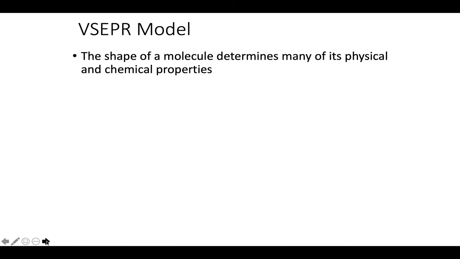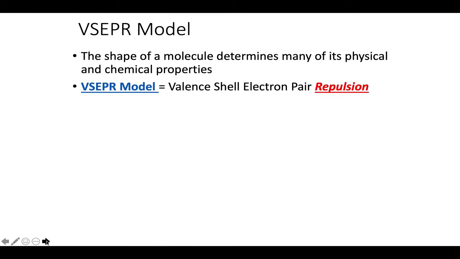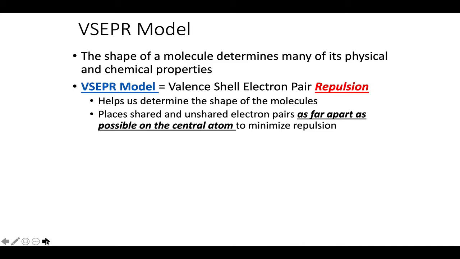So VSEPR, the shape of the molecule determines many of its physical and chemical properties. The VSEPR model stands for valence shell electron pair repulsion. And that helps us determine the shape of the molecules. As you saw with the other lesson on the 3D shapes and the yes-no tree, this is what gives us the idea how it's going to be if I can blow it up and see it as 3-dimensional. It places shared and unshared electron pairs as far apart as possible on the central atom to minimize this repulsion.